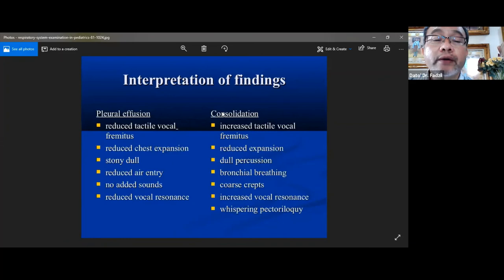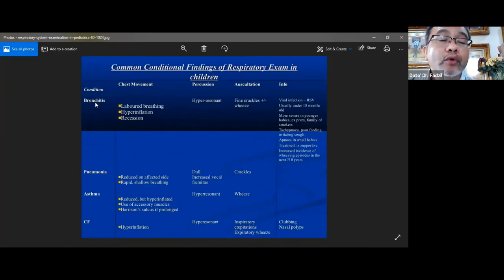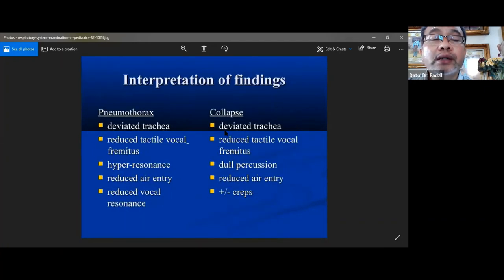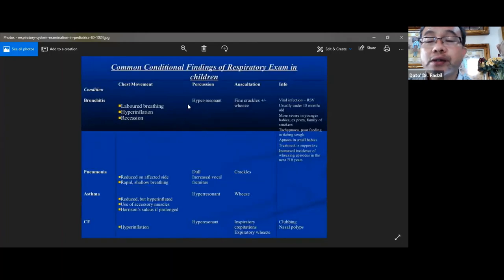But you have to decide: is it bronchitis, is it bronchopneumonia, is it asthma, is it something else? You have to decide. You find the pathology, and this is your diagnosis. Okay, any questions?